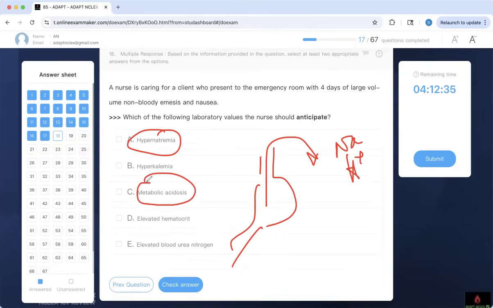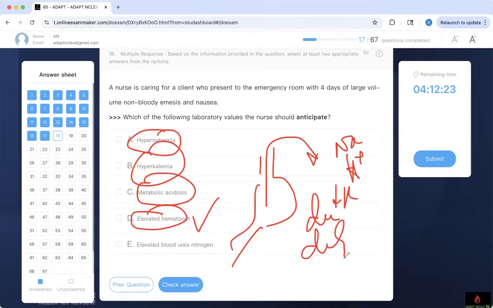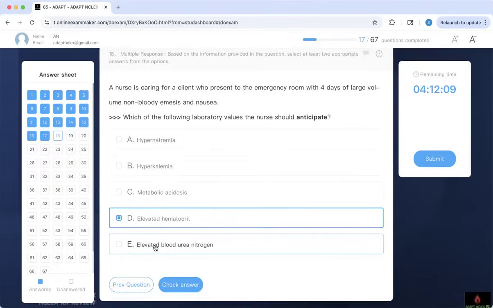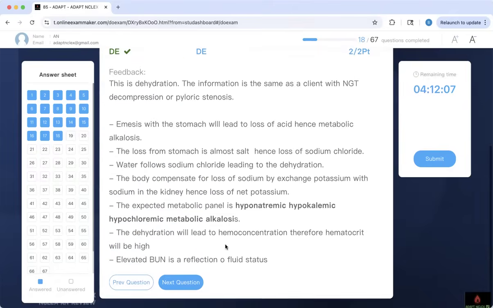You don't develop what? Metabolic acidosis. You're going to lose your potassium. You don't have hyperkalemia, you're going to get dehydrated, your hematocrit will go up. You're going to get dehydrated, your BUN goes up. Therefore, which one should you expect? It's a lab value. NCLEX lab value. I want you to master them. Those are lab values. And therefore, this patient and that patient is what we need.